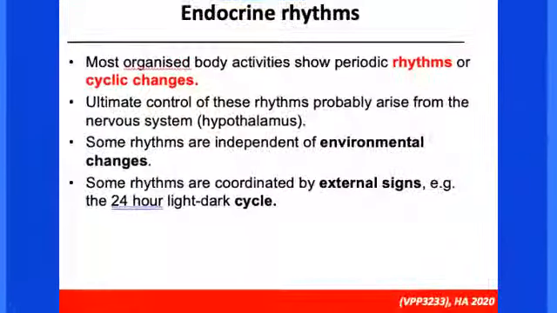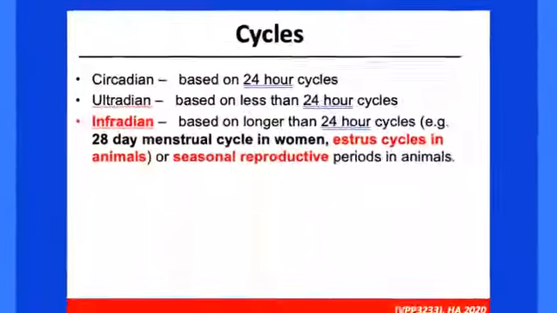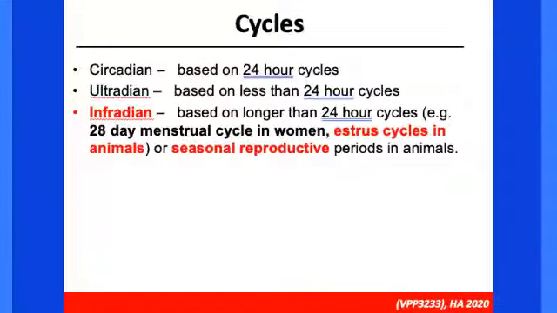Okay, guys, so endocrine rhythm. Most organized body activity shows periodic rhythms or cyclic changes. They have cycle changes, which actually depend on environmental changes. Some rhythms are coordinated by external signs, for example, the 24-hour light-dark cycle. You can refer to my lecture notes for examples, or I think I have an example after this.